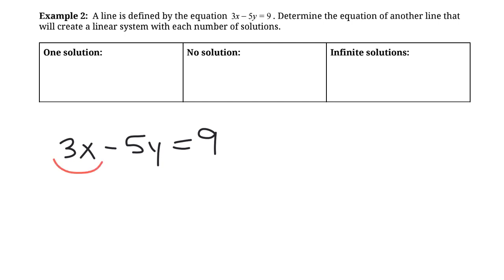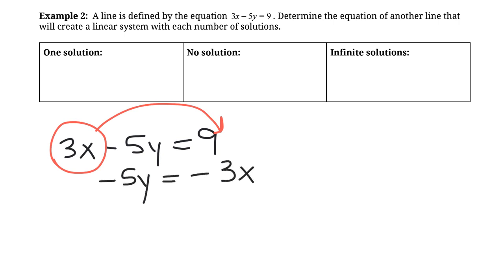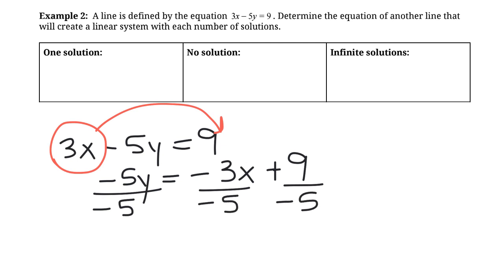I know that this 3x needs to move over. So I'm going to have negative 5y equals negative 3x plus 9. I need to divide every term by negative 5. The negatives and the 5s are going to cancel out. That's going to leave me with y equals, I've got negative 3 divided by negative 5. As a fraction, I know that 3/5 is not going to reduce to a smaller fraction, so I'm just going to leave it as 3 over 5x.